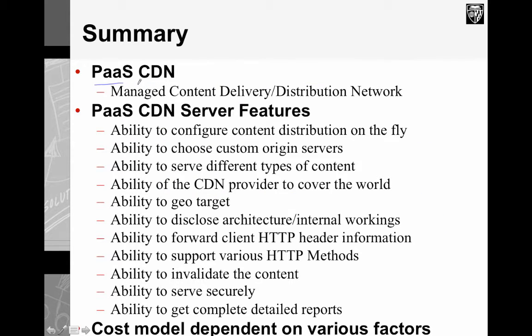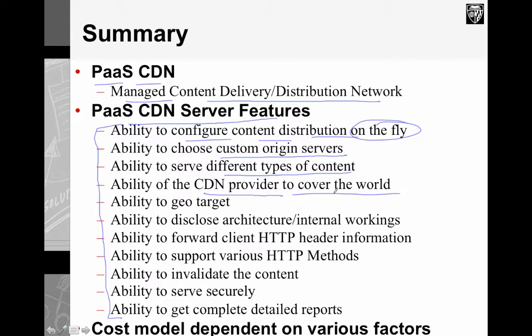So in summary, a PaaS CDN is a managed content delivery distribution network. A PaaS CDN offers several features, and we as a consumer of a PaaS CDN should weigh in and take a look at all these different features before we decide which CDN provider we want to go with. For example, do you have the ability to configure the content distributions on the fly, real fast? Can you choose custom origin servers, different origin servers, different URLs to go to different origin servers? Can you choose to serve different kinds of content, images, style sheets, which are static content, also shareable content, also streaming content?